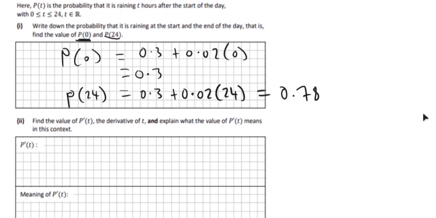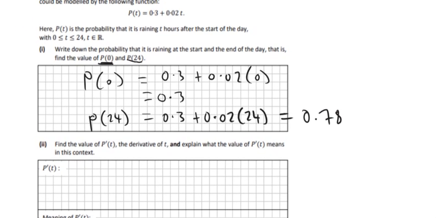Find the value of P dash T, so the derivative of T, so we have to differentiate T here. So P of T is 0.3 plus 0.02T, so it'll be quite simple. P dash T, because 0.3 is a constant, because the decimal is still a constant, it means it's gone. When then the other one we reduce down the power, well, we do 1 multiplied by 0.02 and then reduce down the power, so we're just left with 0.02 here.